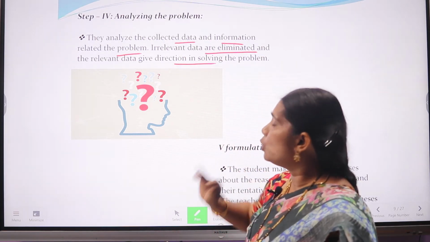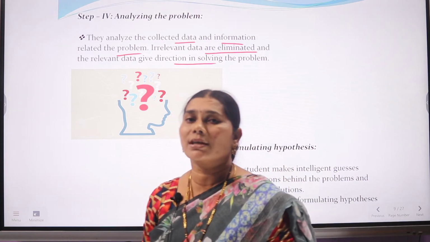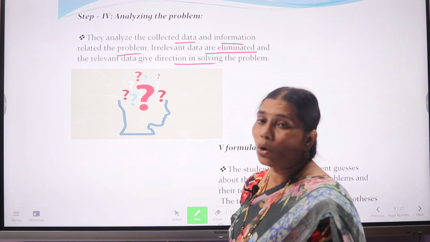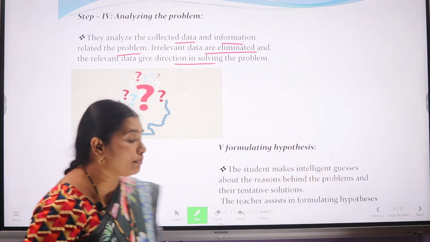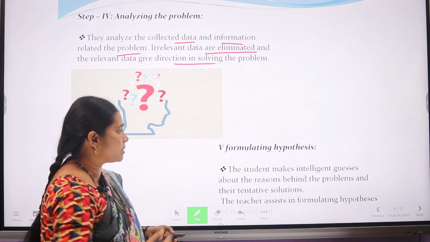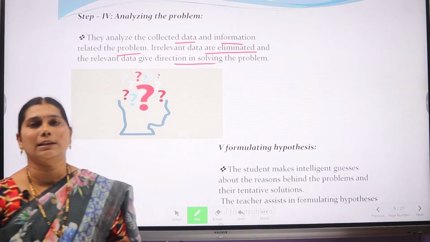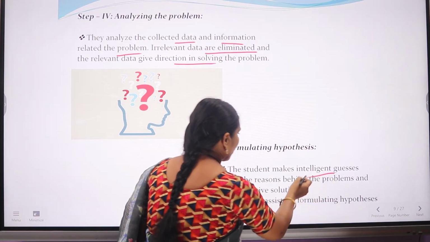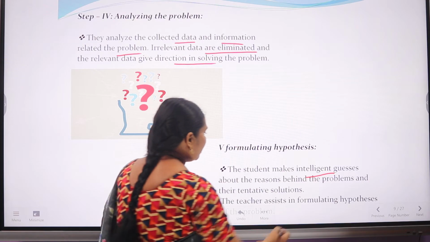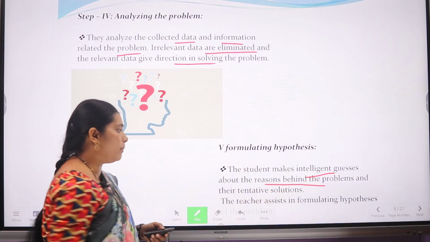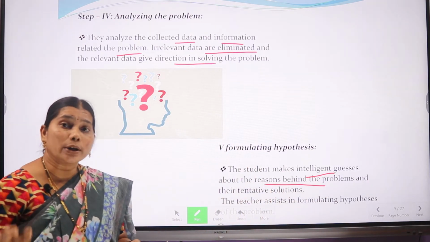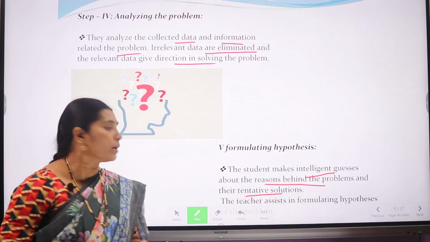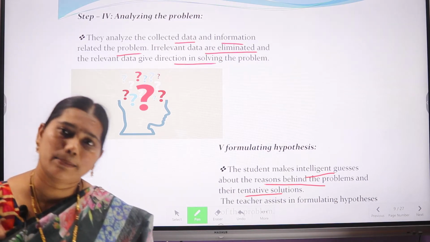So this is how you are going to analyze the problem, which is considered to be the fourth step. Now moving on to the fifth step, after all this you are going to formulate the hypothesis. What is formulating the hypothesis? It is nothing but the student making intelligent guesses, or identifying the reason behind the problem, where you formulate tentative solutions to the problem. This is what is called formulating the hypothesis.